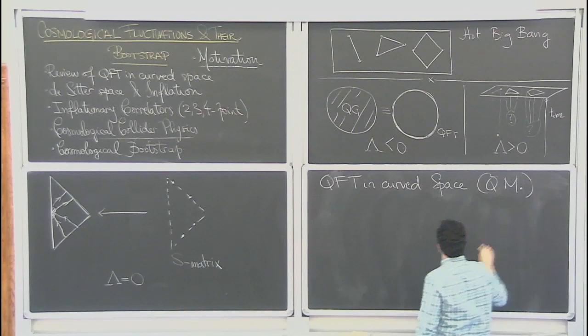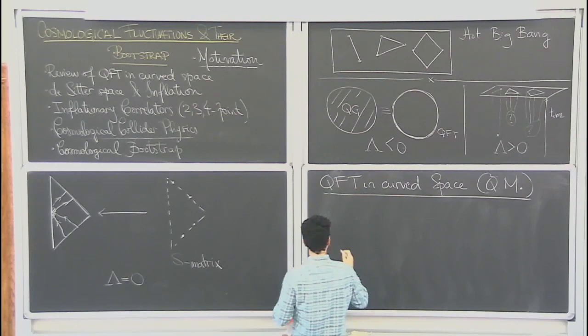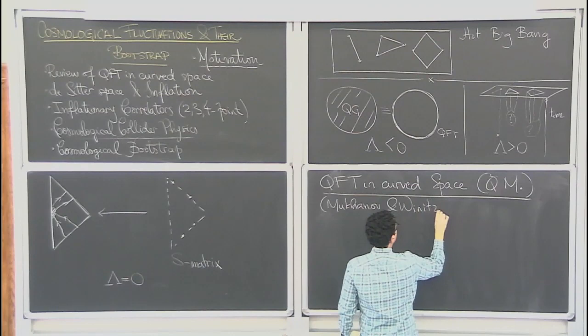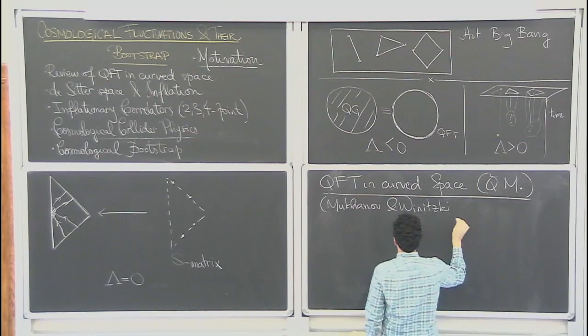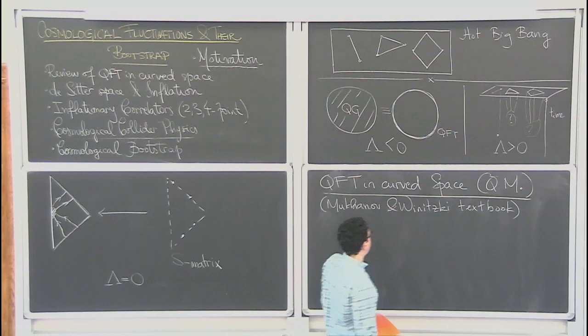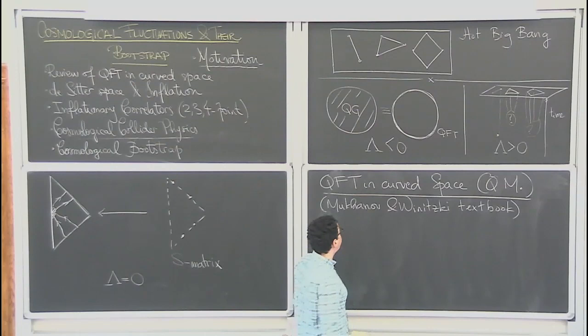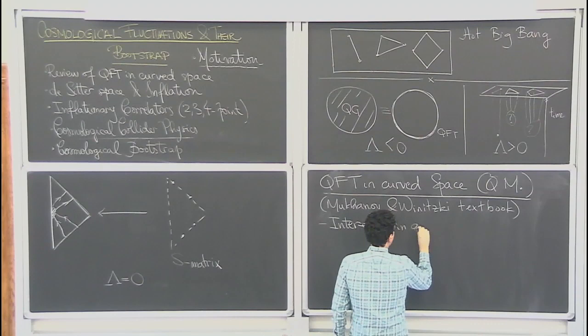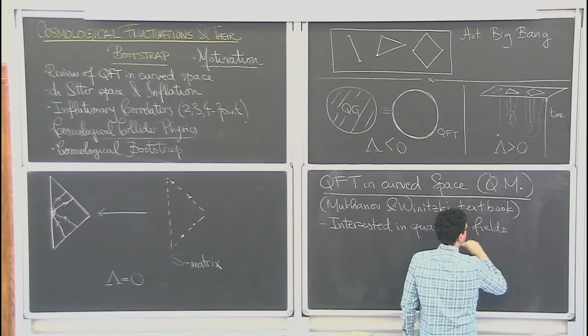And this is largely based on an example discussed in detail in the textbook by Mukhanov and Vinitsky. I think the textbook is called QFT in curved space. So all credit goes to them for this example. So the idea of studying QFT in curved space is that we're interested in quantum fields in a high occupation number.